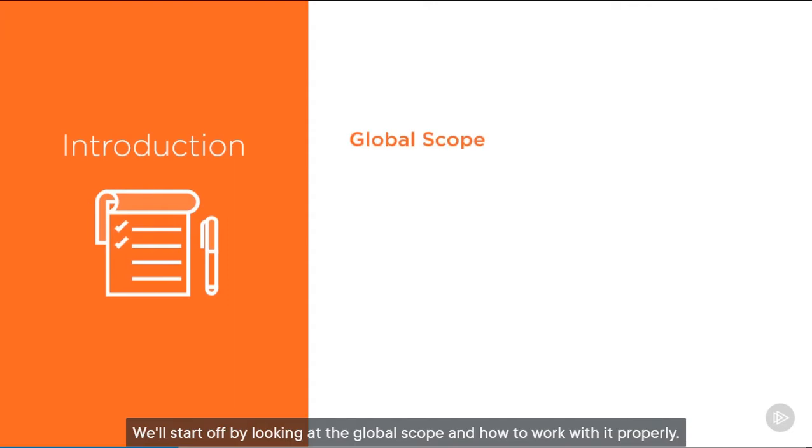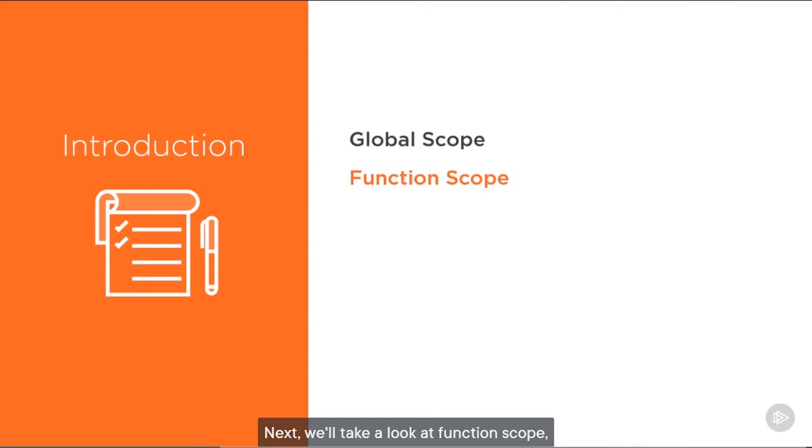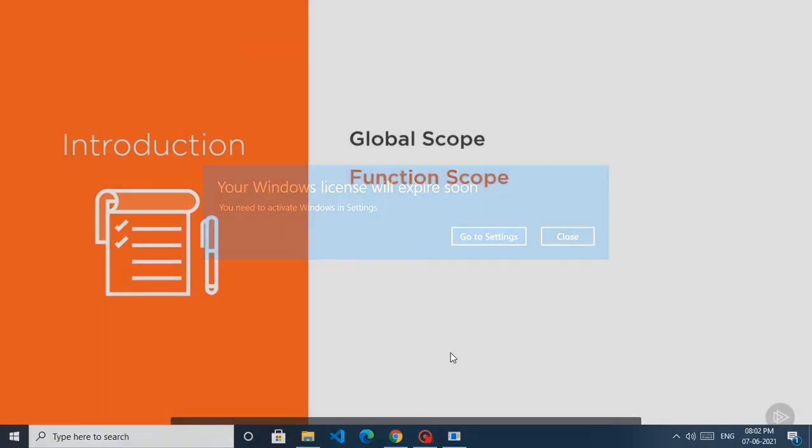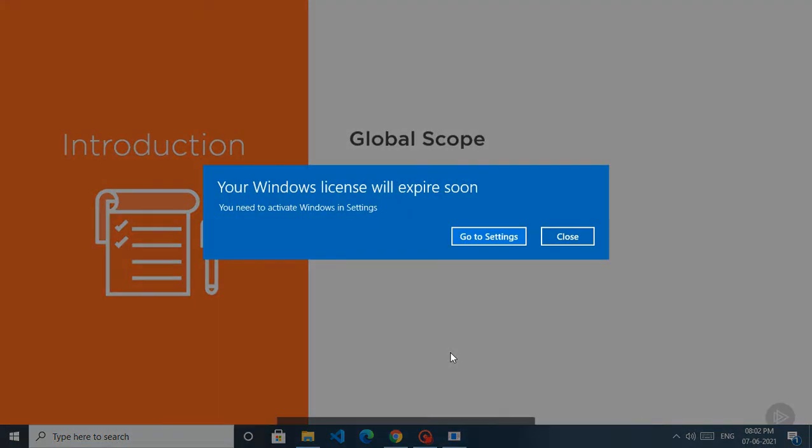We'll start off global. Next, we'll take a look at function scope, and we'll see how functions look at their surrounding functions when they're looking up variable names. And we'll see some examples of functions within functions, and eventually looking to the global scope to find a variable. We'll take a look at the var keyword and the concept of hoisting.